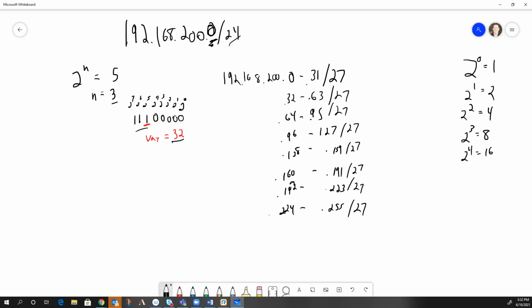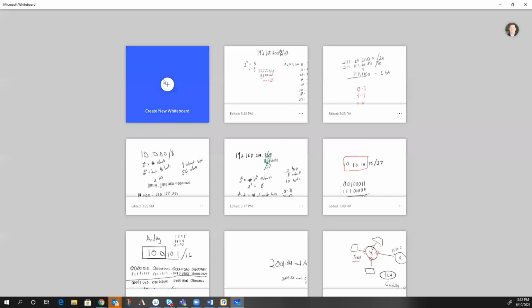It's horrible. So let's go over here and let's try something different. Let's try 10.0.0.0/8. Talk about terrible handwriting. And I want the same thing. I want 5 subnets.